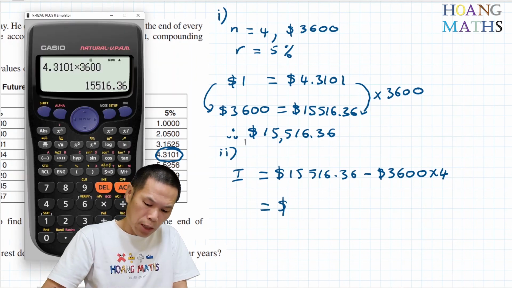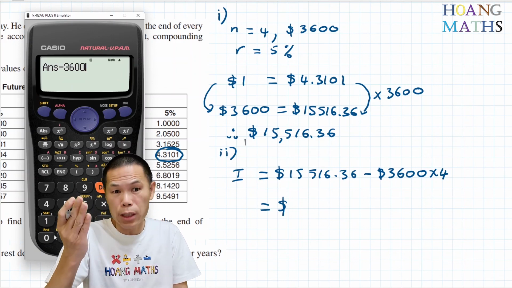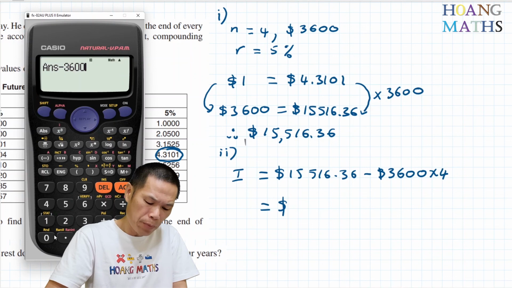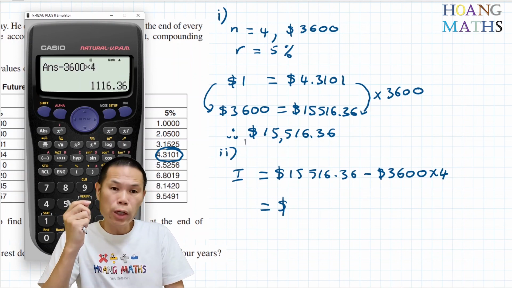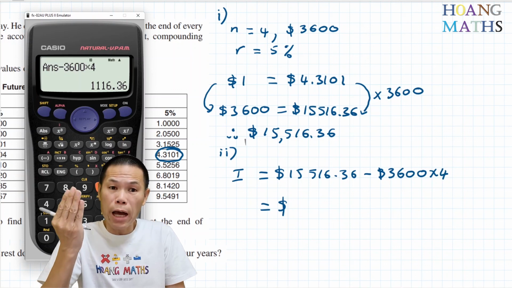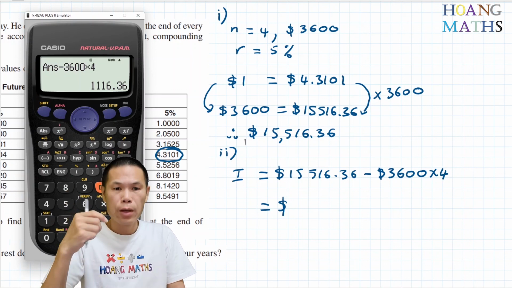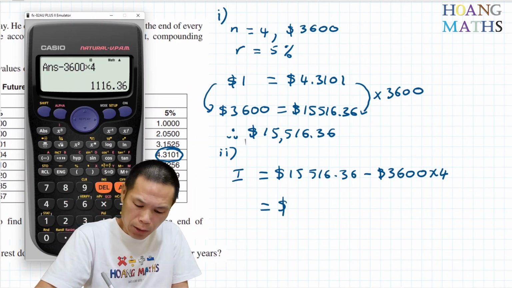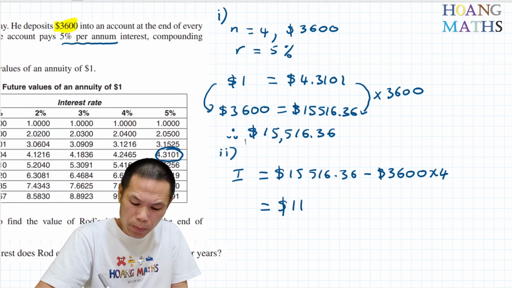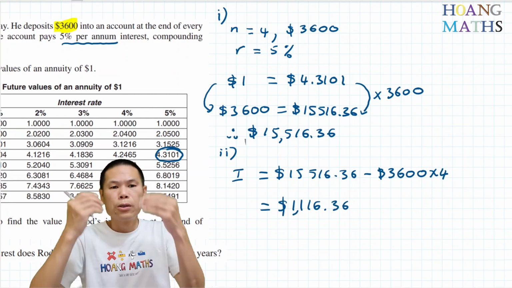So I just press answer minus 3600, that is 3,600 for the regular payment, and he made it 4 times. There you go. So the interest is $1,116.36.